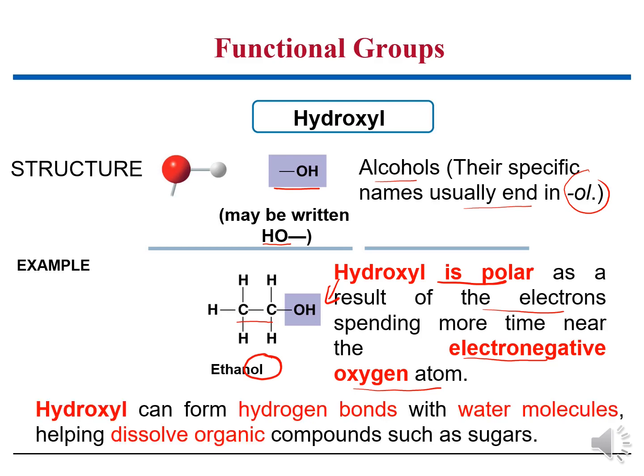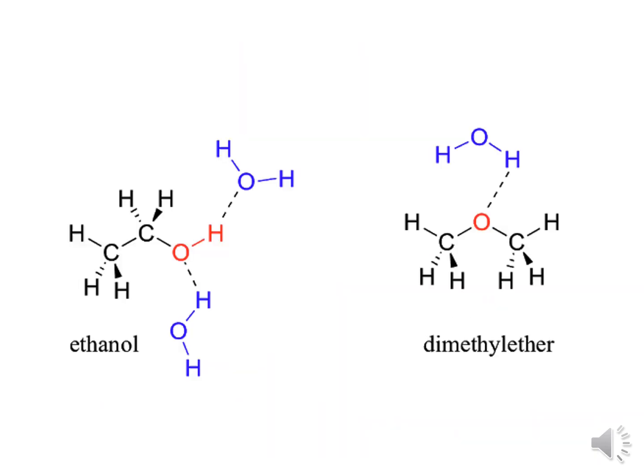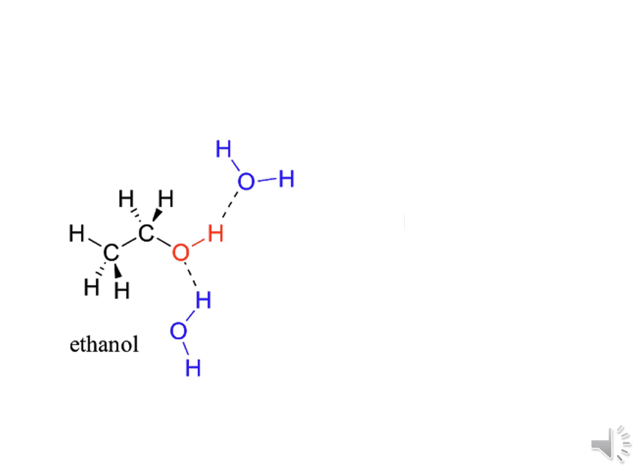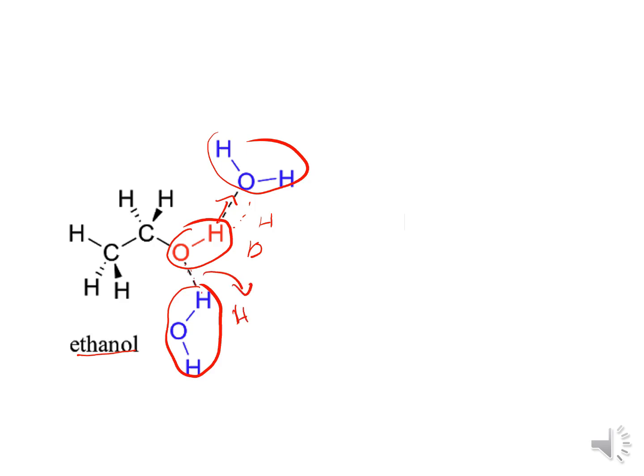This example will show that the hydroxyl group can form hydrogen bonds with water, and this allows it to dissolve organic compounds such as sugar. So now let's see how they are able to dissolve. Here in the ethanol, you have the hydroxyl group, and the hydrogen is going to interact with water, so here you form a hydrogen bond, and the oxygen is also looking for more hydrogens to interact with, so here you find another hydrogen bond. As a result, you can dissolve this molecule in water.